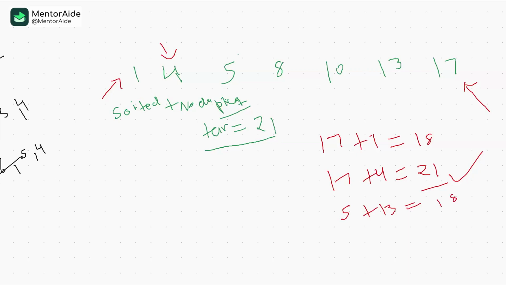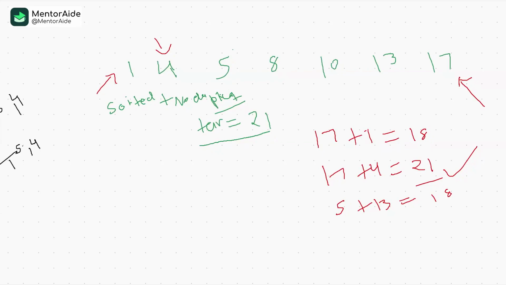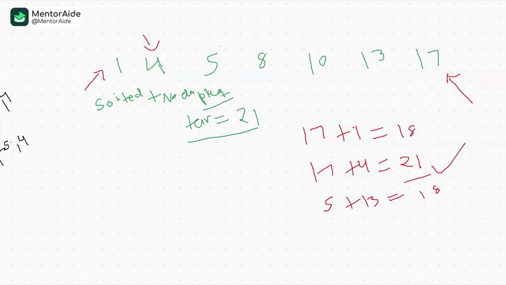Then increasing the first pointer. Why? Because it is not equal to 21. So you said that 18 is not equal to 21, so that's why you are incrementing the first pointer. Why not decrement the second pointer? Why are we only incrementing the first pointer? Why are we not decrementing the second pointer?